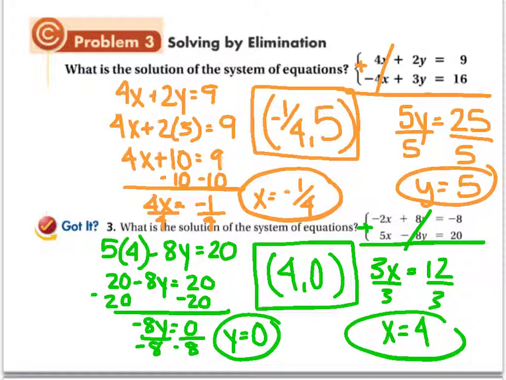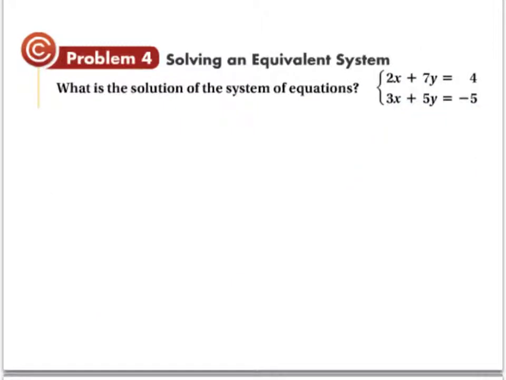So that's pretty simple, right? This way is a little faster than substitution. Right here, you don't have any opposites. If you look at the x's and if you look at the y's, you don't have opposites. So like Chen was asking, we couldn't do elimination right now because we don't have opposites.